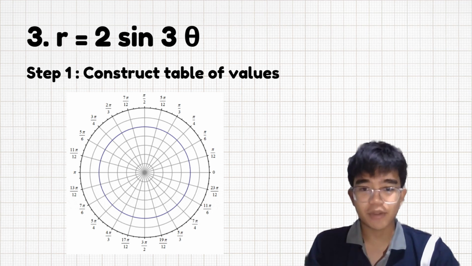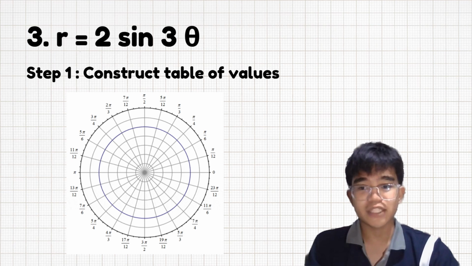Lastly, we have r is equal to 2 sine 3 theta. This was the example I was discussing earlier. In this problem, it is somehow unique to other problems we already graphed because in this equation, we have to multiply 1 over 3 to pi over 12. With that, we have a total of 72 points in graphing this polar equation. In this process, we can graph our polar equation accurately and precisely.